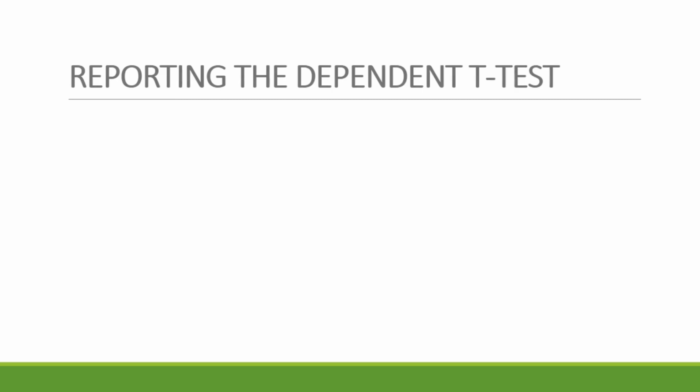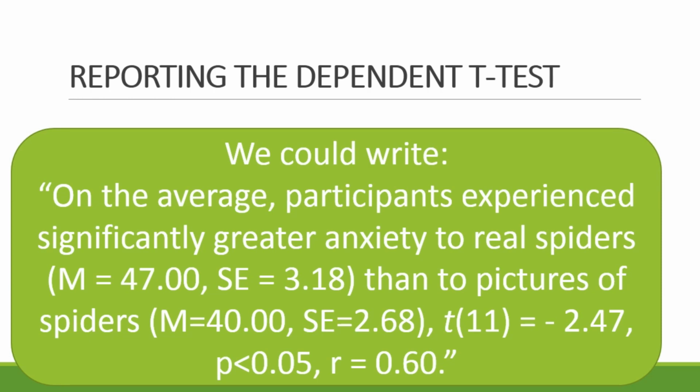Finally, we'll have to talk about how to report the dependent t-test. So we could write on our paper, on the average, participants experience significantly greater anxiety to real spiders (M = 47.00. M here means mean. SE, standard error, = 3.18) than to pictures of spiders.